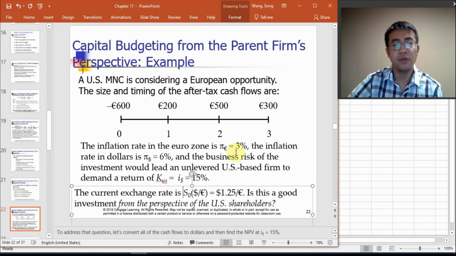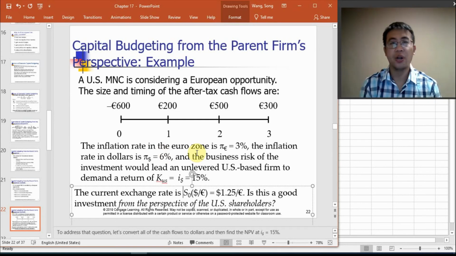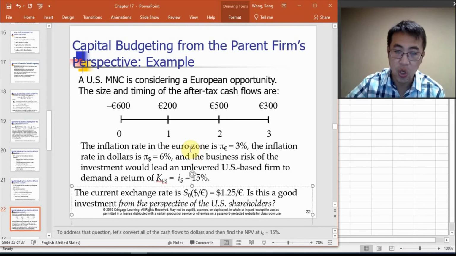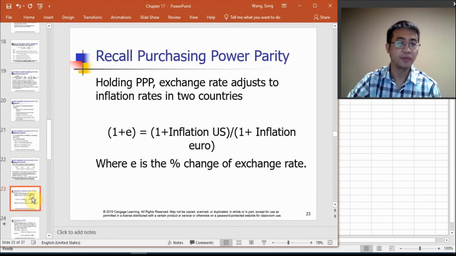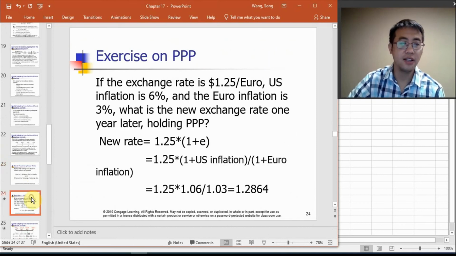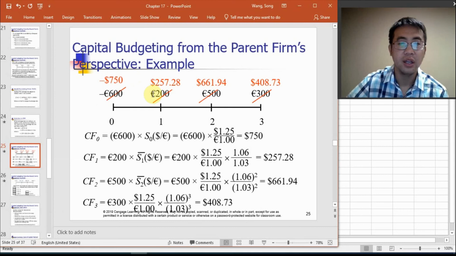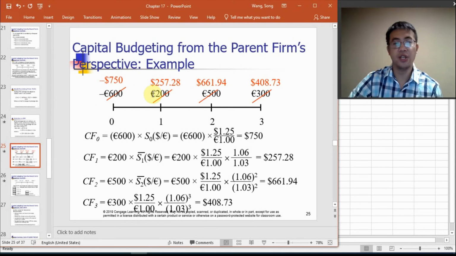So in short, when inflation is different between the two countries, the exchange rate would move. Right here you see the euro inflation is 3% and the dollar inflation is 6%. So that means US prices increase faster than the eurozone. Which currency would get depreciated? It should be the US dollar. It's always the country with higher inflation that gets its home currency depreciated. And in contrast, the euro would appreciate. So we can calculate the exchange rates for the next 3 years, and based on that, we can calculate all the cash flows, converting the euros into dollars.